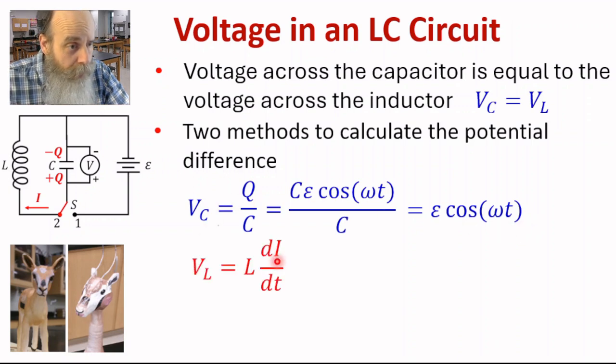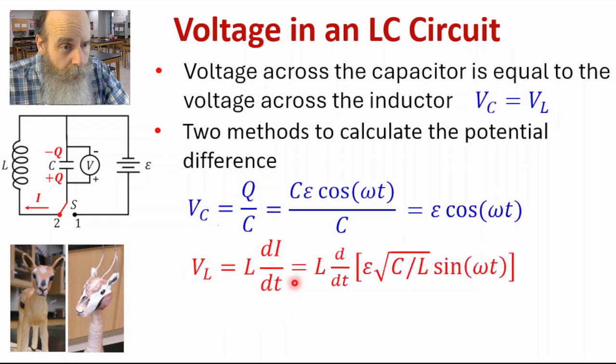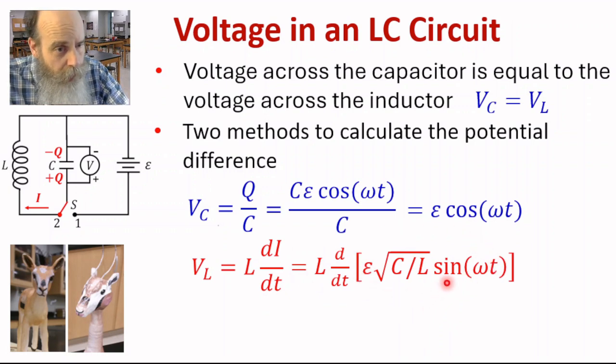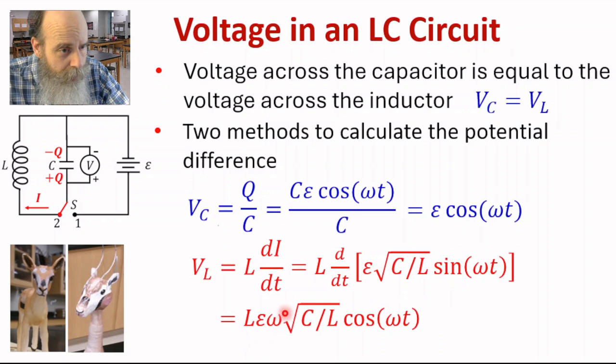Or we could calculate it from the inductor. VL is L dI by dt, where I is this, so differentiate this. The derivative of sine is cosine, and we get a factor omega coming in front. So we get L E omega square root C over L cos omega t. Put in what omega is, 1 over square root LC, and we get E cos omega t, which is what we expected. So VC and VL are equal. So the voltage is E cos omega t.